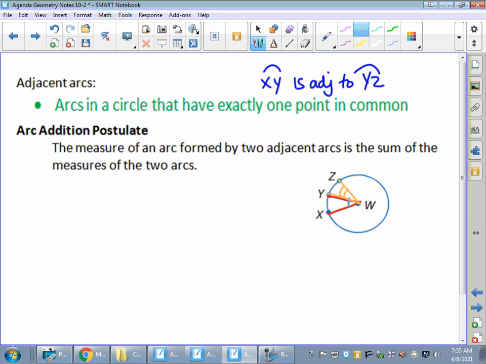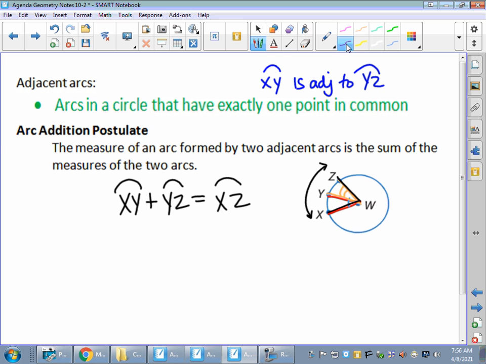So what this is saying is just like the angle addition postulate that we talked about way back in the day. Add up the two parts, you get the whole. So if I added up arc XY plus arc YZ, that will give me arc XZ. It will give me this whole thing from here to here. So if I add up this piece plus this piece, I get the whole thing. Whether you draw the radii on there or not, we still get the whole thing. So add up the two angles, you get the whole thing. Add up the two arcs, you get the whole arc.